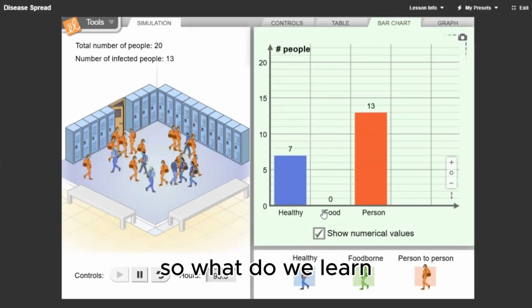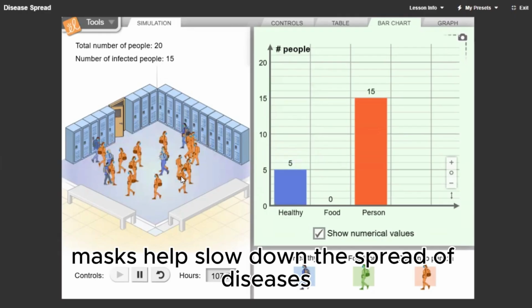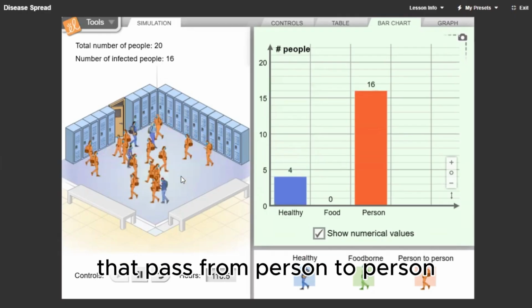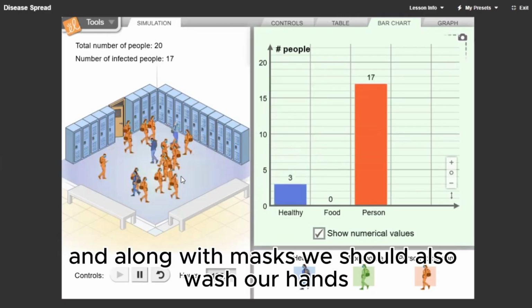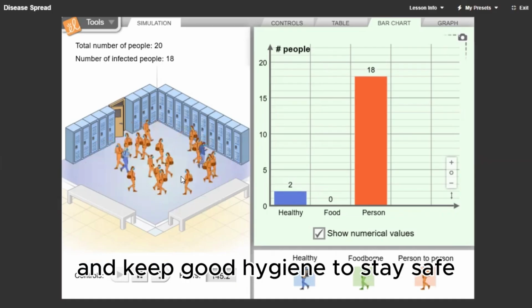So what do we learn? Masks help slow down the spread of diseases that pass from person to person. And along with masks, we should also wash our hands and keep good hygiene to stay safe.